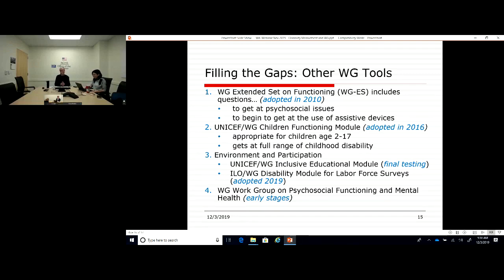With the International Labor Organization, we've begun to look at, or we have adopted recently, a disability module for labor force surveys. Those last 2 begin to look at the environment and participation. They begin to answer the question, if we have found that there is inequality among people with disability in education or employment, these modules begin to answer the question, why? What are the barriers to participation? And we're also looking at a more detailed module on psychosocial functioning and mental health. That's still in its early stages.